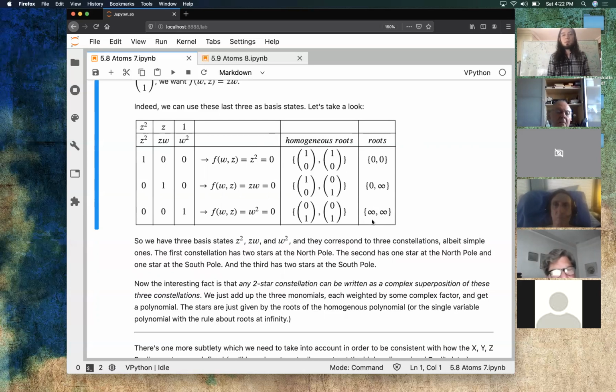So what's interesting, right, is that due to the fundamental theorem of algebra, any two-starred constellation can be written as a complex superposition of these three constellations: 2 stars at the North Pole, 1 star at the North Pole and 1 star at the South Pole, 2 stars at the South Pole. All you do is find the roots of the polynomial.